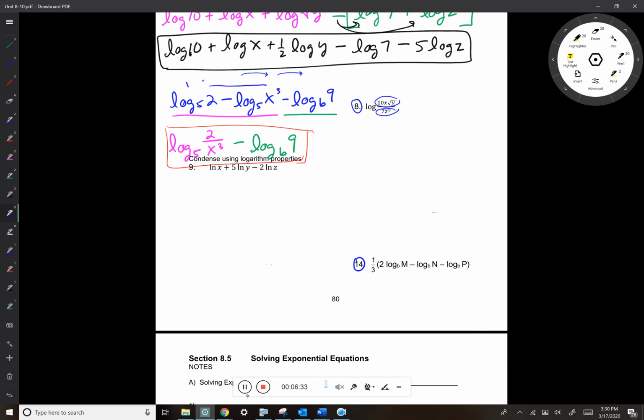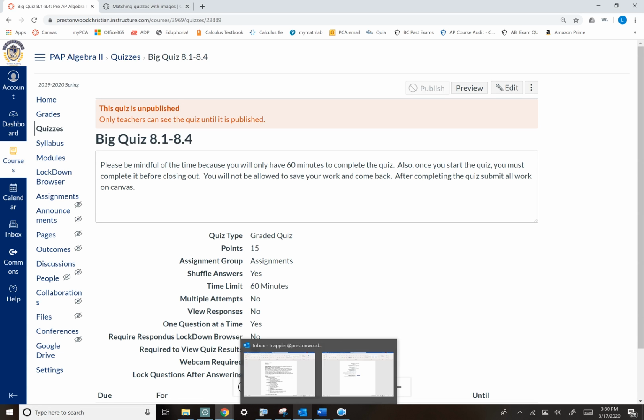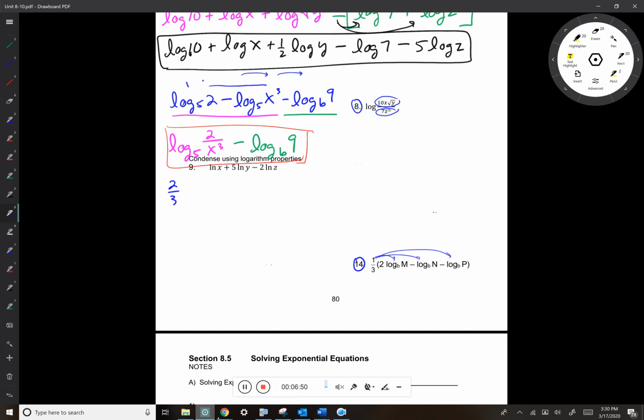First of all, that 1/3 applies to all three of the terms, right? So I'm going to think of it as 1/3 times 2 would be 2/3 log base b of m. Whoops, sorry about that. Here we go. 2/3 log base b of m minus, I'm going to distribute the 1/3 to the log base b of n, and then I have a minus 1/3 log base b of p.